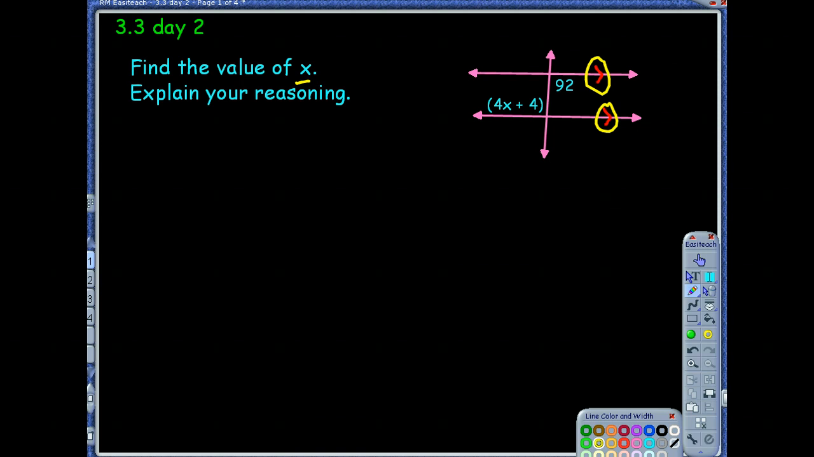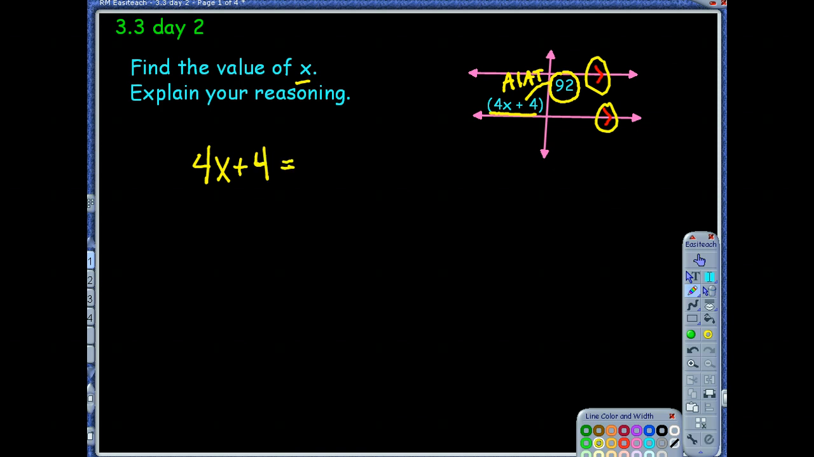Looking at where this x is located in this expression of 4x plus 4, that angle, what do you notice about it? Well, I notice it is a special angle pair with the other angle that's labeled 92. And because those are parallel lines cut by a transversal, those two angles are congruent. Good. And why do we know that? What kind of angles are they? Those are alternate interior angles. So we know, because of the alternate interior angle theorem, that these two angles are congruent, meaning that their measures are equal.